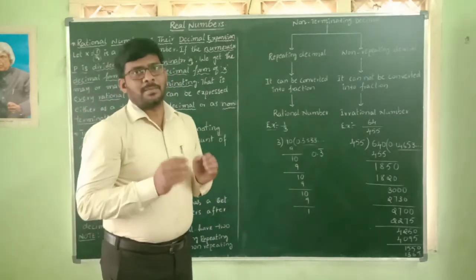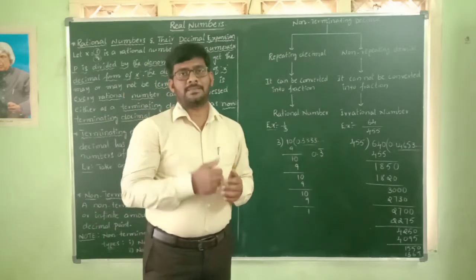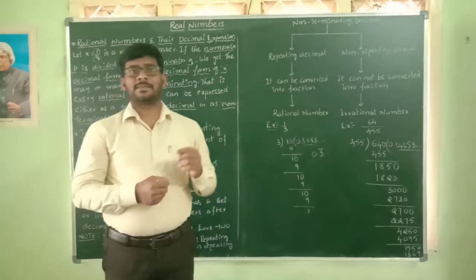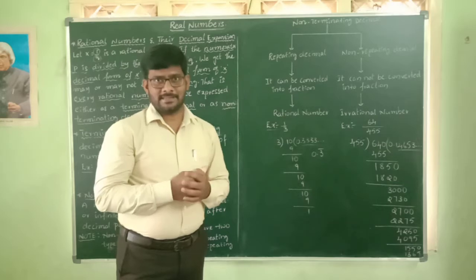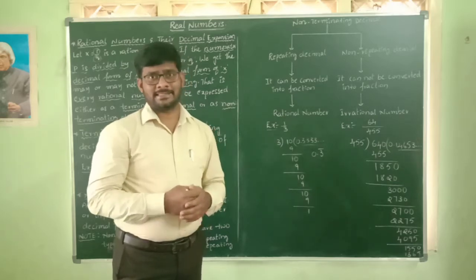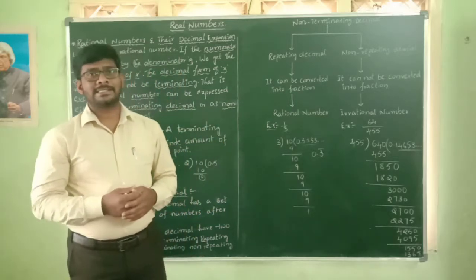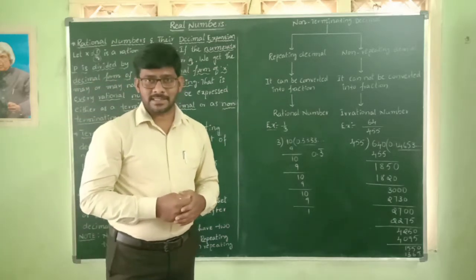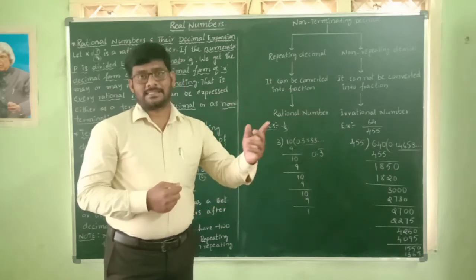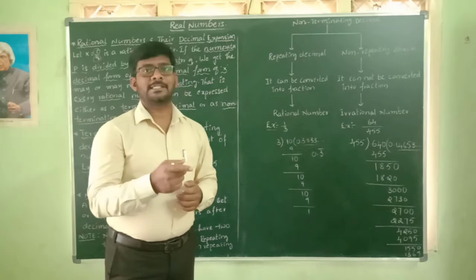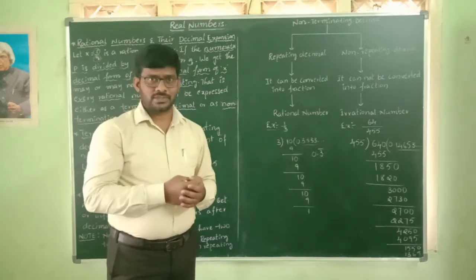Here another important note is there. Non-terminating decimals have two types. Non-terminating decimals have how many types? Two types. Namely, the first one is non-terminating repeating or recurring decimal. First one is what, children? In the types of non-terminating decimals, non-terminating repeating or recurring decimal. Okay children?